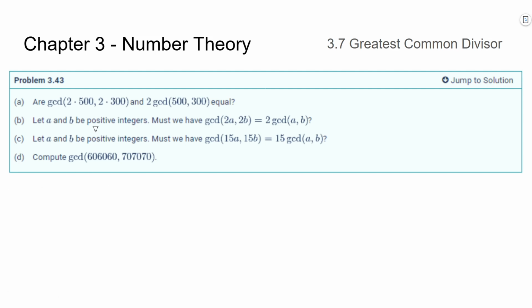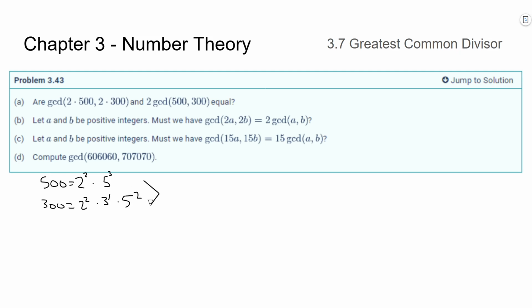All right, so the GCD of 2 times 500 and 2 times 300 equal to 2 times the GCD of 500 and 300. All right, so for our prime factorization for 500, that's going to be 2 squared and 5 cubed. We did a very similar problem to this in our LCM, our least common multiple section. 300 would be 2 squared times 3 to the 1 times 5 squared.